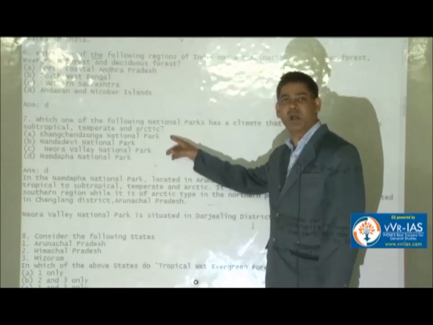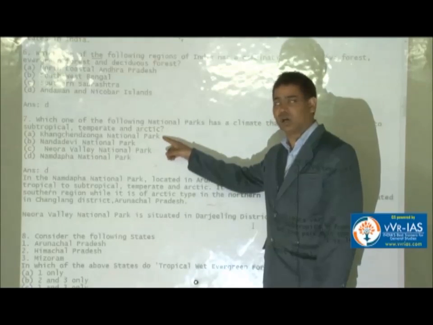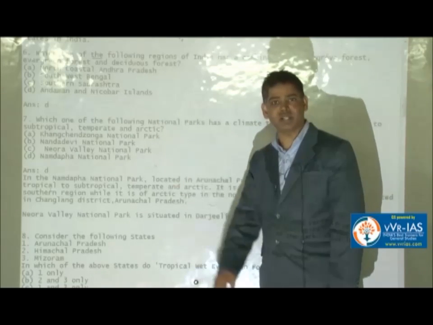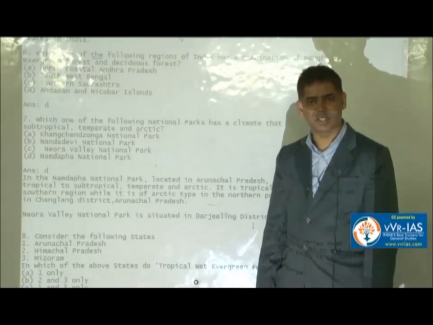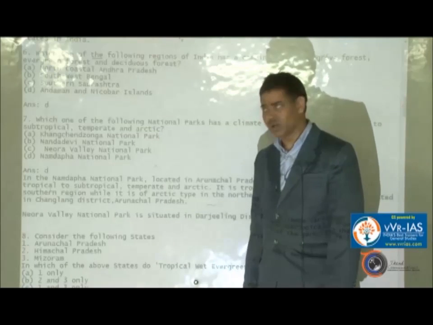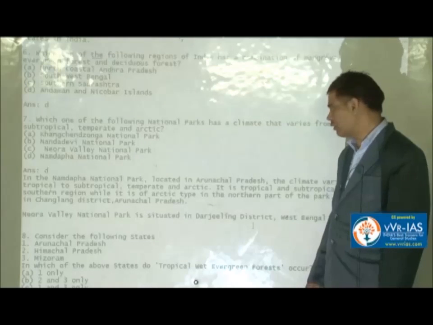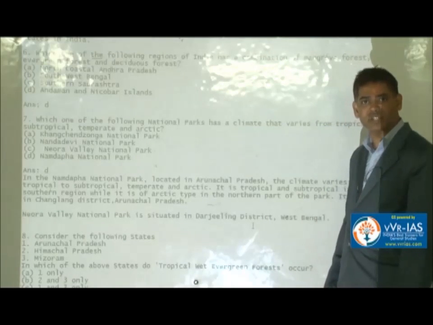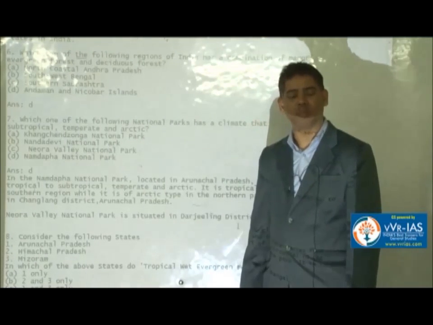This is Kanchenjunga National Park, located on the border of India and Nepal, that is Sikkim and Nepal. Basically it is Sikkim only, and hence in Sikkim we are not having the tropical forest. Nanda Devi National Park is located in Chamoli district of Uttarakhand, and Uttarakhand is not having the tropical forest. Neora Valley National Park, I have given the detail of the Neora Valley. Neora Valley is located in the Darjeeling Hills of West Bengal. Darjeeling has very low temperature, hence there is no tropical forest.